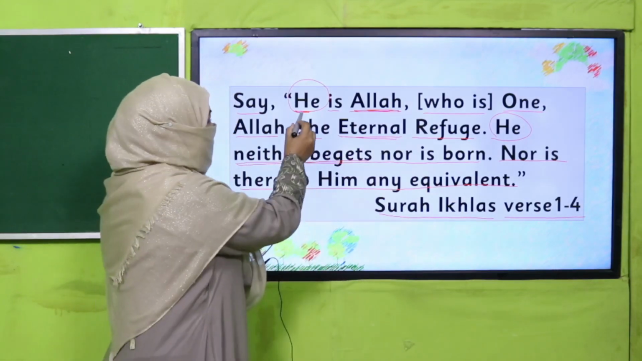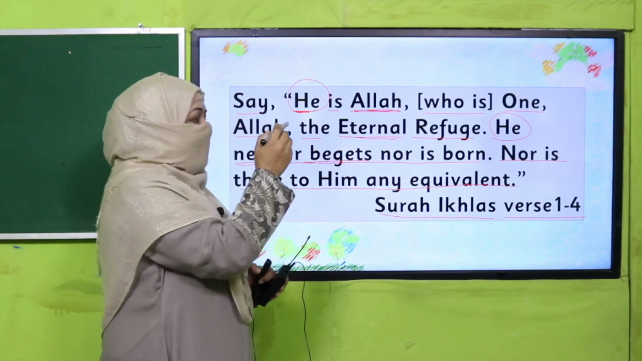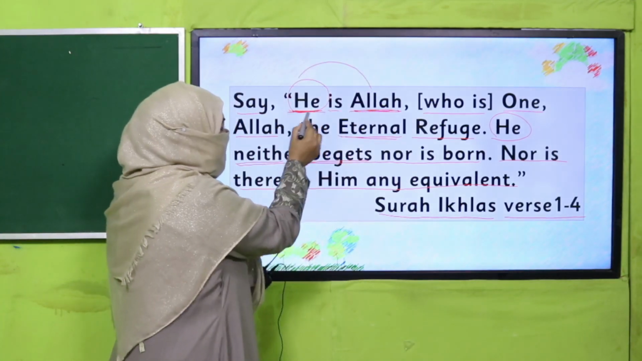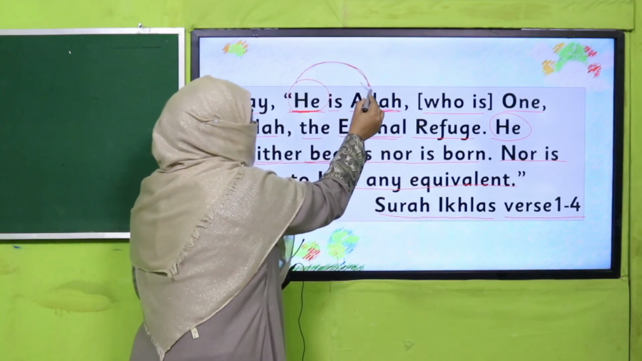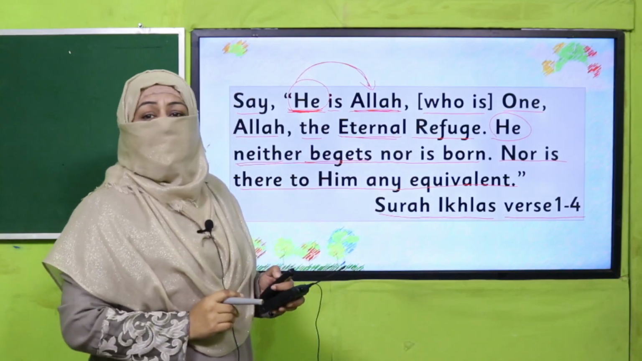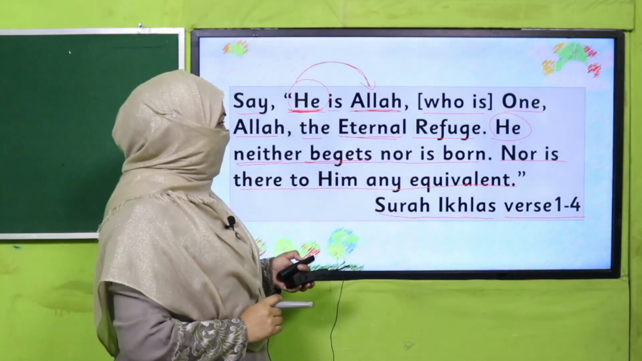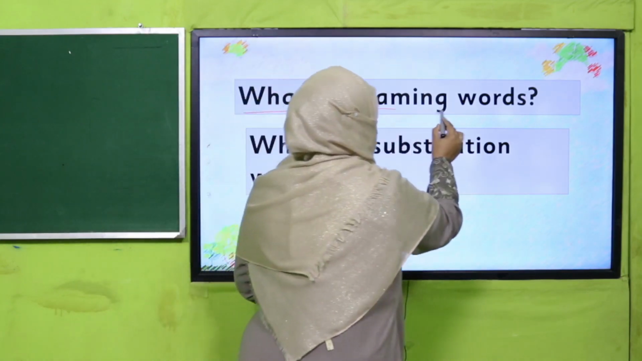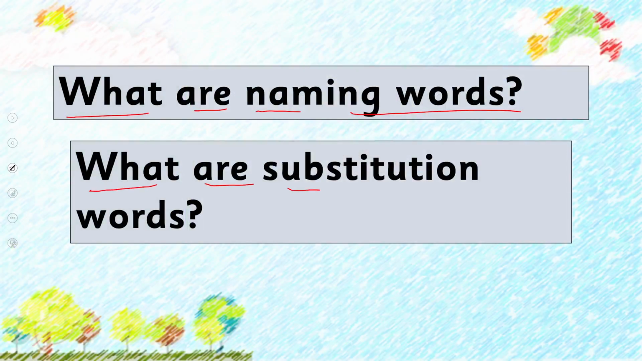And now look at this word He. He is Allah. Now this word He has been used for Allah subhanahu wa ta'ala, right? So such types of words are known as substitution words, okay? So we are going to learn further. First you tell me what are naming words and what are substitution words. Whatever you know about it, pause the video, answer these questions to your teacher and then come back.